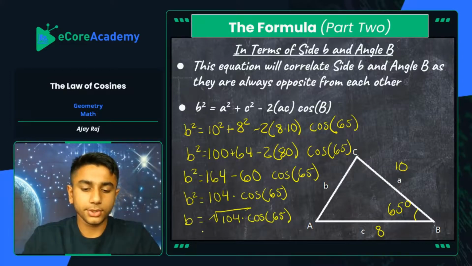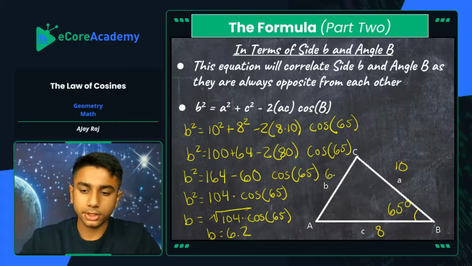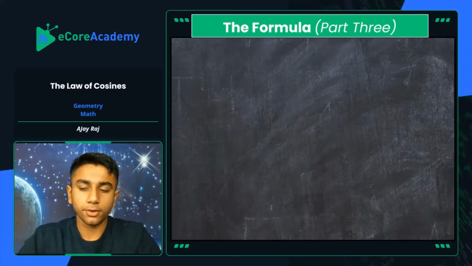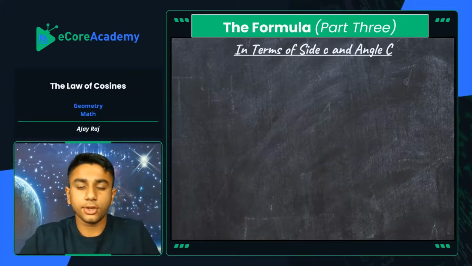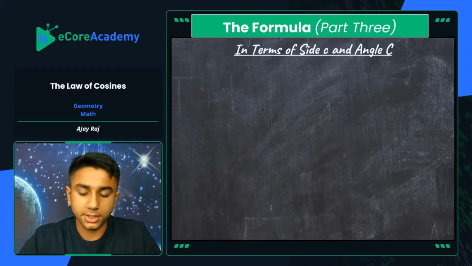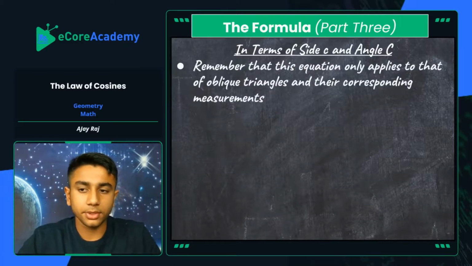And once you plug that into your calculator, you get that b is approximately 6.2. So we'll say b equals 6.2. All right, let's move on to our final part of the formula, part 3. In terms of side C, we're going to look at the equation in terms of side C and angle C. Remember that this equation only applies to oblique triangles and their corresponding measurements. So just keep that in mind.